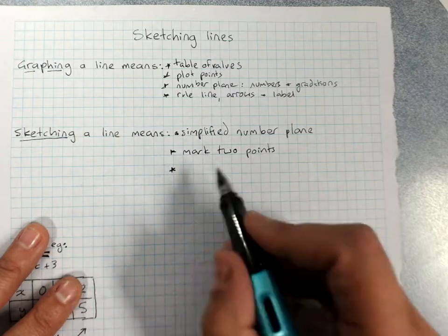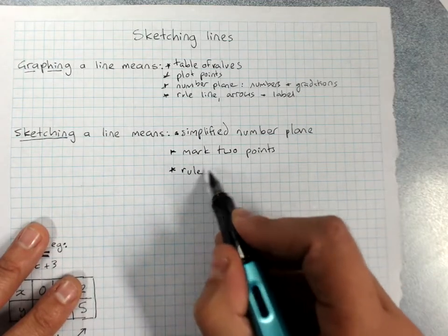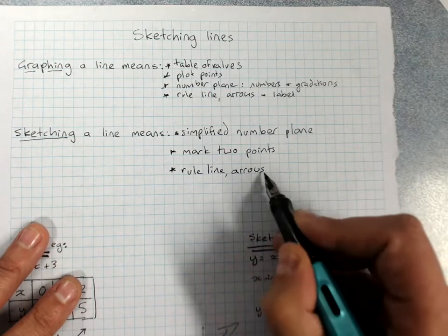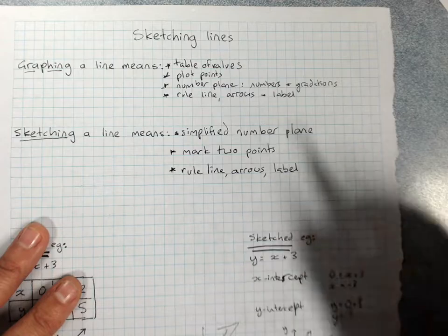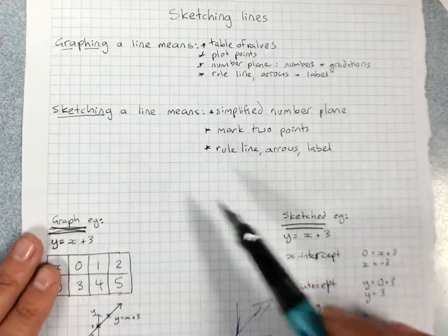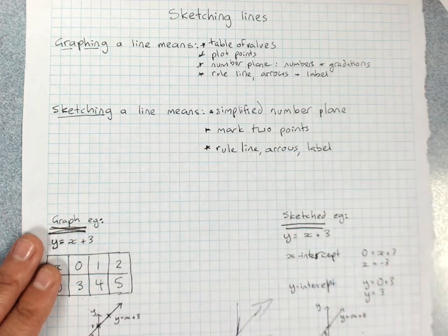So we mark 2 points and of course we rule the line. We have arrows and we label it. So we don't need you to write all this down, definitely don't need this bit. If you'd like, you could write down what sketching means.